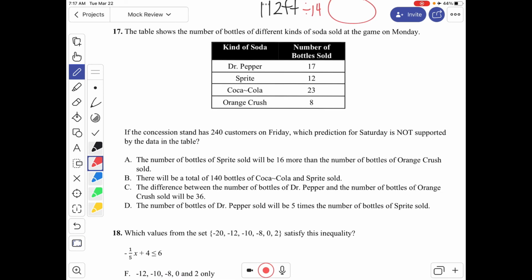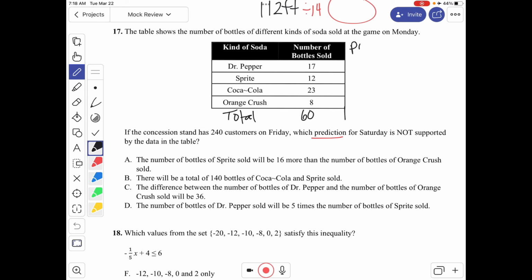Number 17, the table shows the number of bottles of different kinds of soda sold at the game on Monday. If the concession stand has 240 customers on Friday, which prediction for Saturday is not supported by the data in the table? Again, prediction means we're going to set up a proportion. So we need a total for our chart, first of all. If you add all those up, you get 60.